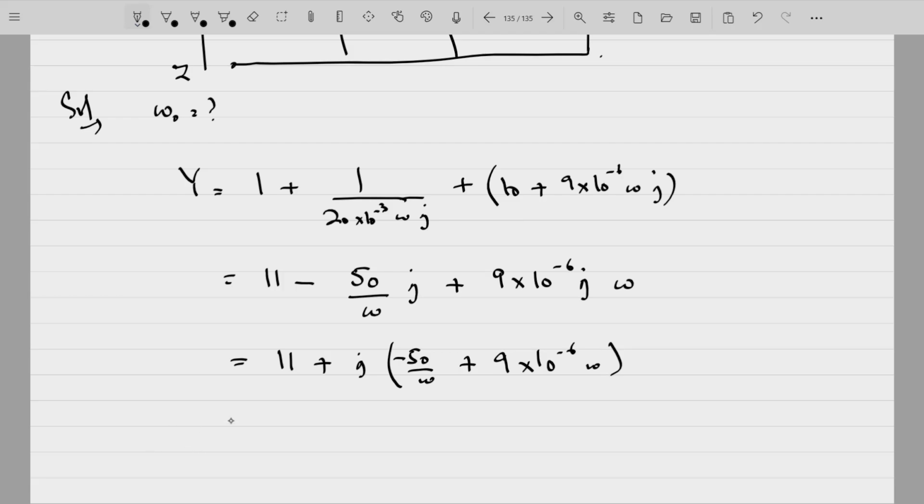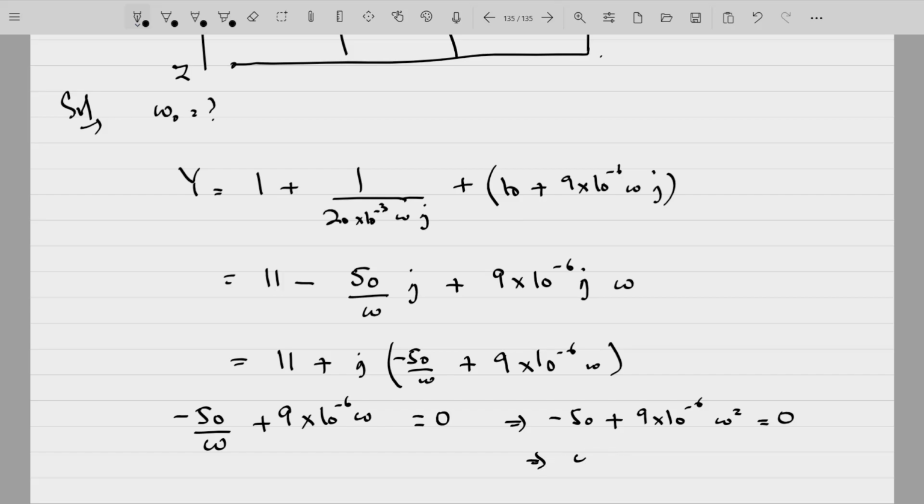So equating this imaginary part equal to 0, we have minus 50 by omega plus 9 into 10 raised to minus 6 omega equal to 0, which implies minus 50 plus 9 into 10 raised to minus 6 omega square is equal to 0, which implies omega square is equal to 50 divided by 9 into 10 raised to minus 6.